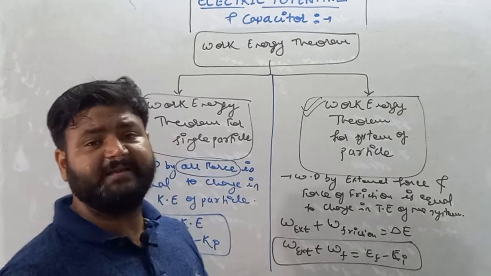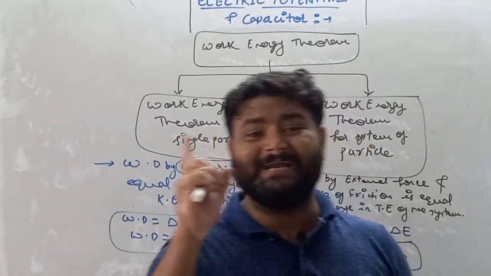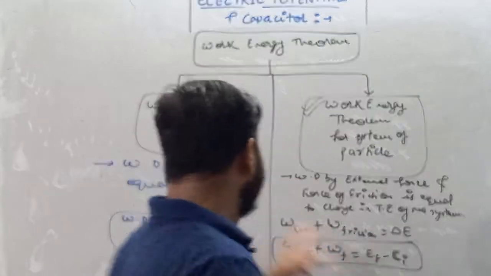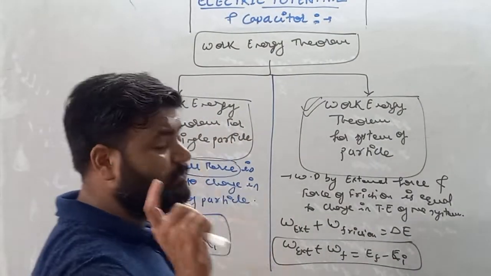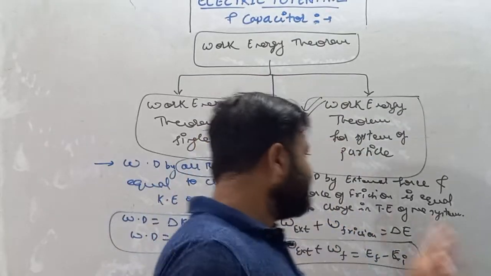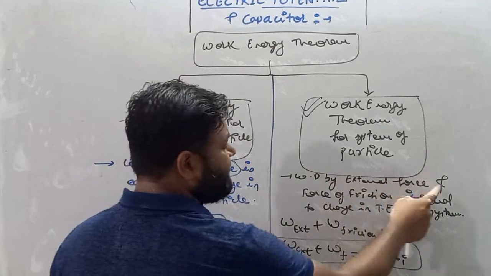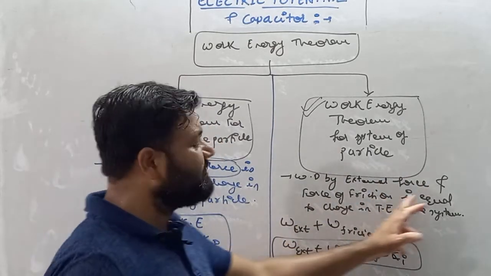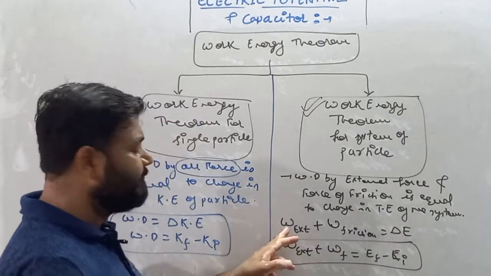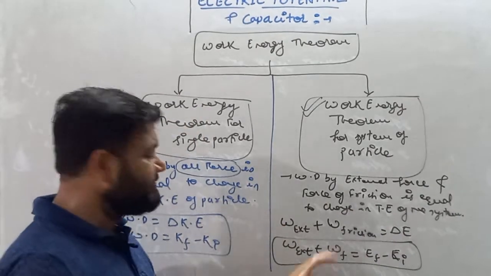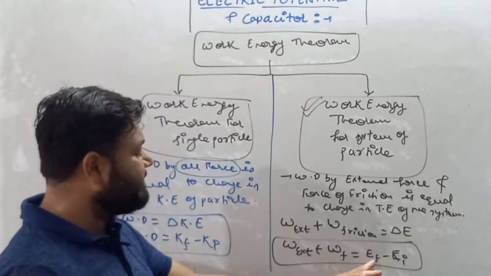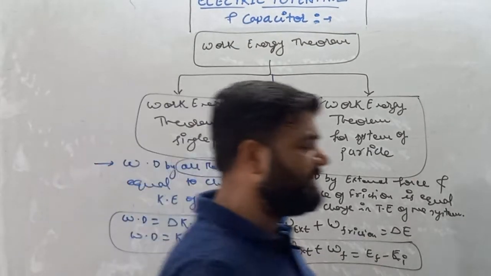One more thing is very important, my dear student. You cannot talk about the total energy of a single particle. We can only talk about total energy for a group of particles, which is called a system. So work done by external force and force of friction is equal to change in total energy of the system. It implies work done by external force plus work done by friction is equal to change in total energy, and total energy means E final minus E initial.